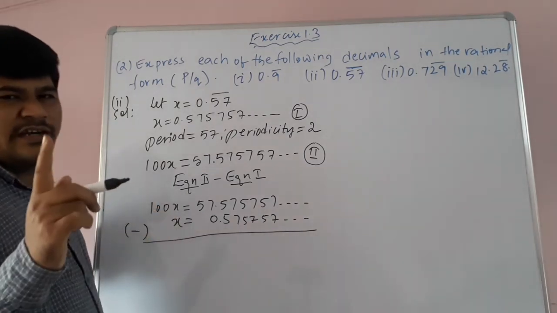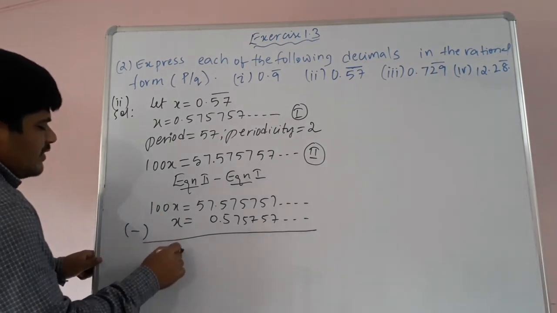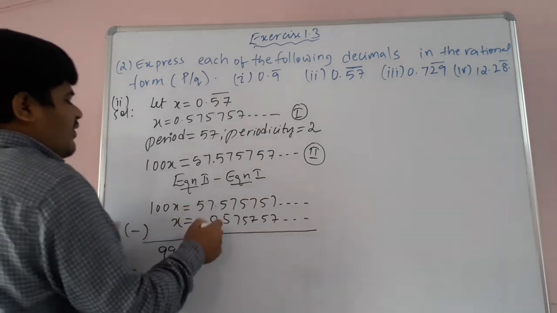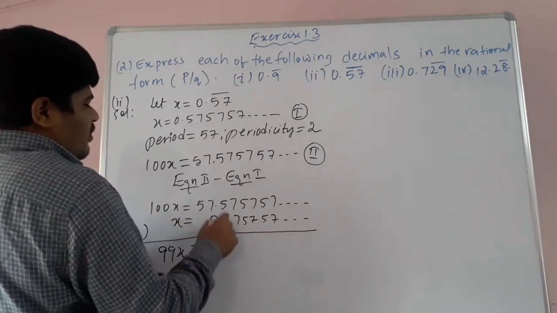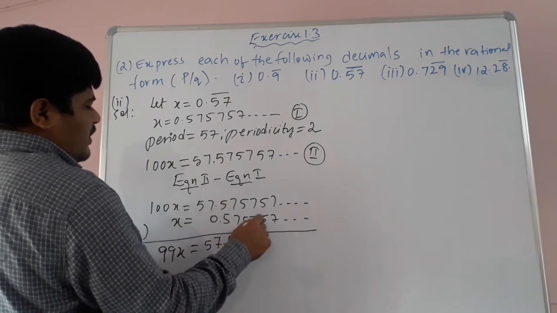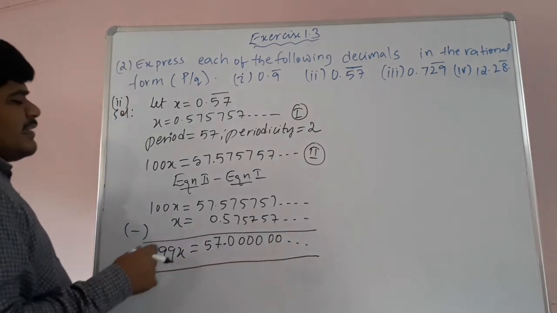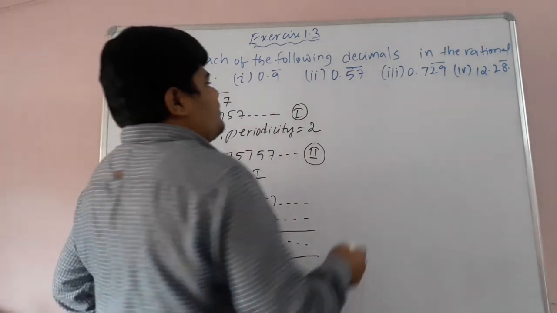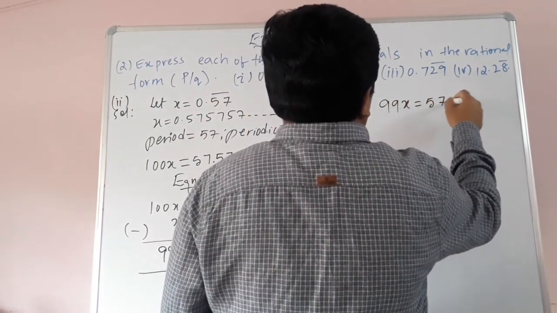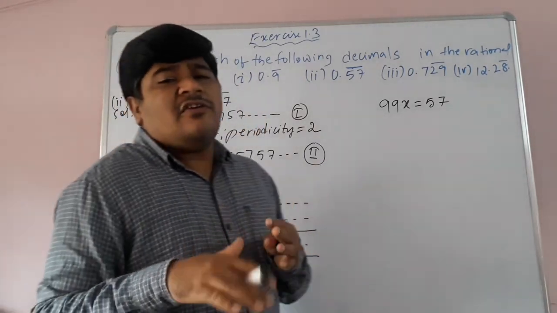So here x is nothing but 1x. So 100x minus 1x is how much? 99x. That is equal to 57 minus 0, which is 57. So 57.0 is nothing but 57 only, children. So 99x is equal to 57. Okay, 99x is equal to how much, children? 57.